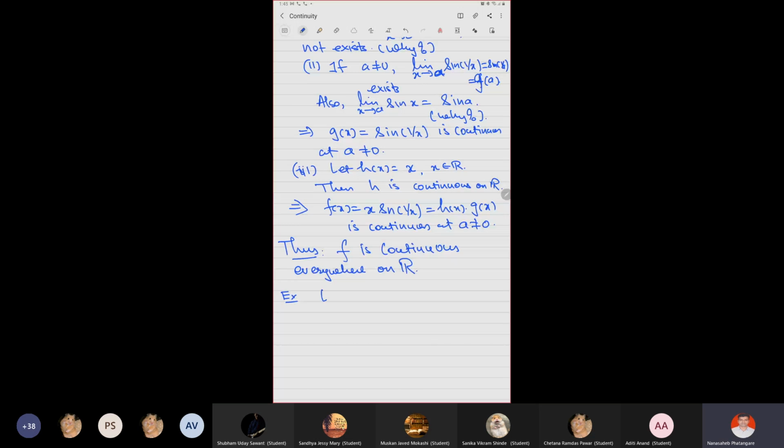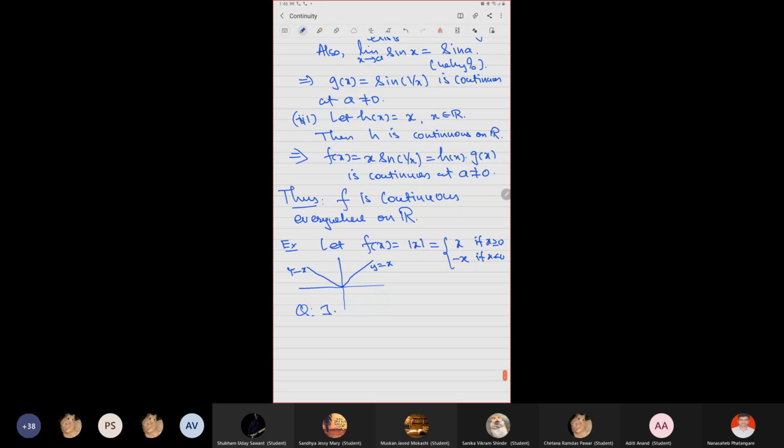So let f of x equal the absolute value of x, right? It is the same as x if x is positive and minus x if x is negative. What is the graph? Do you remember the graph? If x is positive, it is the same as y equals x. If x is negative, it is y equals minus x. So this is the graph of this function.